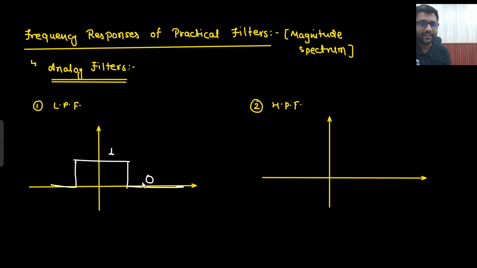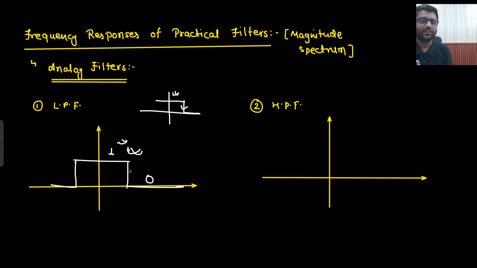But practically you will never be able to design this particular thing. What I am saying is, practically this will never be designed. You cannot make any filter which gives you a constant gain of 1, that means any filter which is flat and then suddenly drops down to 0. This flat response plus sudden drop is not possible. Practically you can never design this kind of flat response.